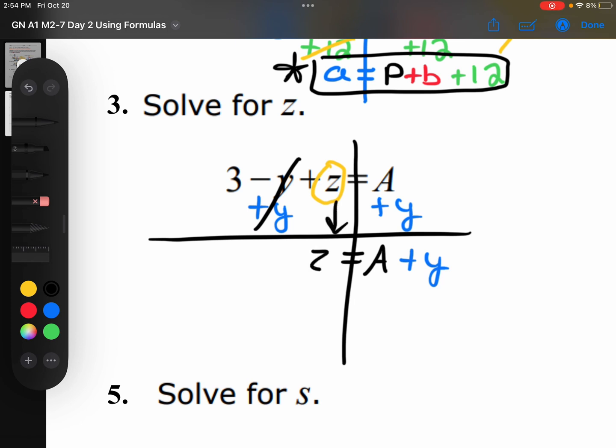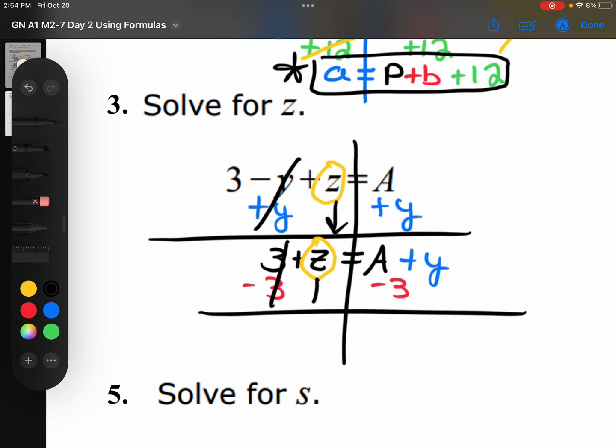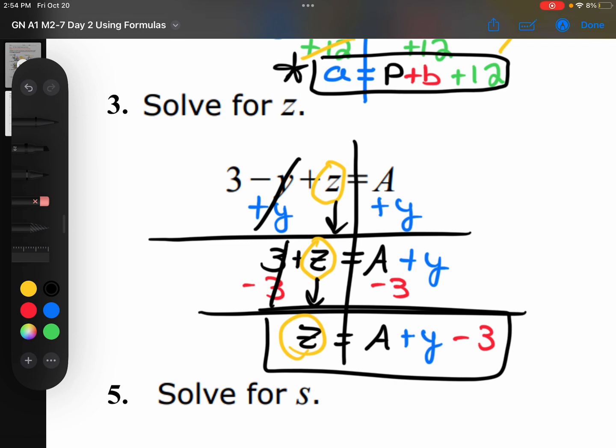The z is going to come down, and we have the 3. So we are going to have a plus in between them because they're adding together on the same side. And we know we're still solving for z. So to get rid of the 3, we have to subtract it from both sides. These are opposites of each other, so they're going to cancel out. Z is going to come down again because that is what we are solving for. And then we're going to be left with a plus y minus 3. None of those are like terms, so they cannot combine. Okay, so that is number 3.